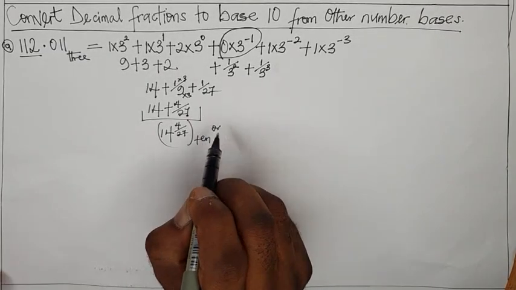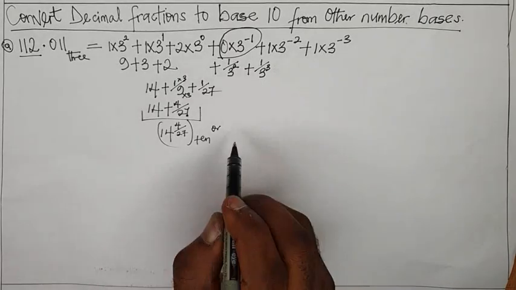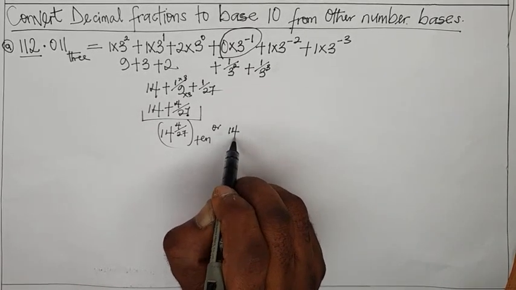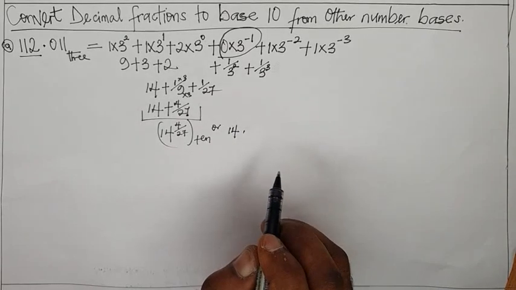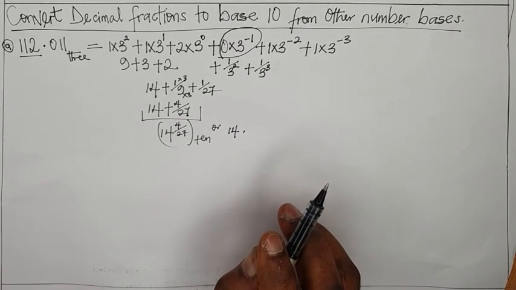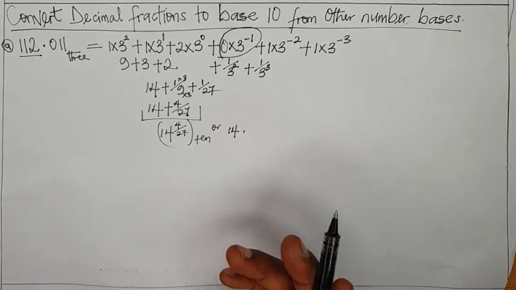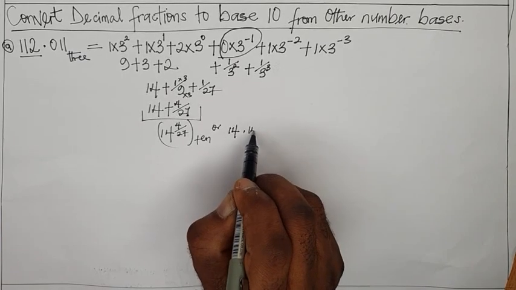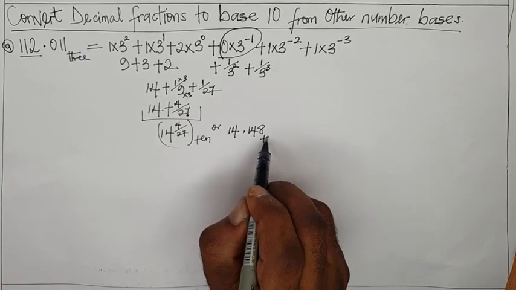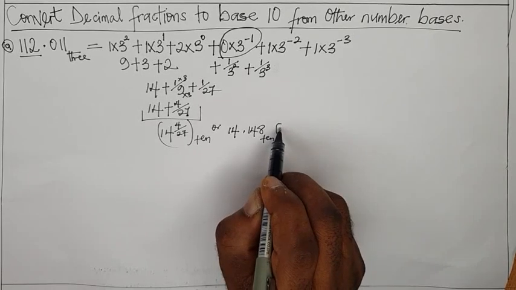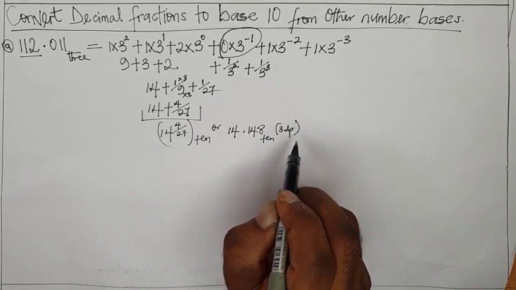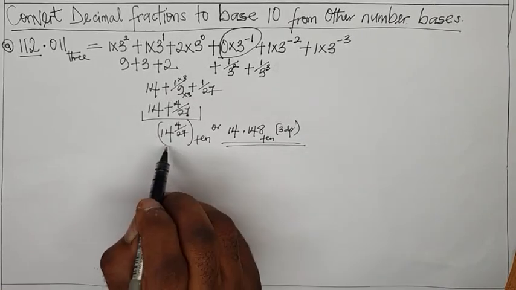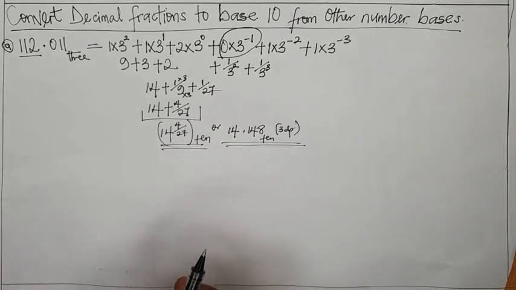Or you can write this as a decimal number, like 14 point. When you use your calculator to check 4 divided by 27, it is going to give you 0.148148, a repeated number. So you can simply express it as 0.148 repeating, in base 10. Then make us know that this is in 3 decimal places. This is solved. So your answer can be left this way or this way. You can also write it without writing the base 10 since it's already expressed thus. Did you get that point clear?